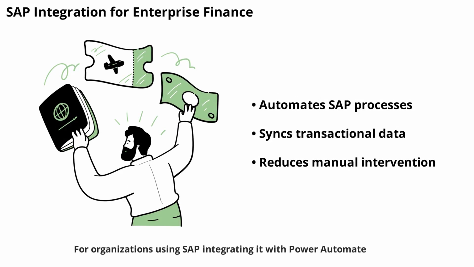For organizations using SAP, integrating it with Power Automate can automate complex financial processes. This includes syncing transactional data, automating purchase order approvals, and updating records across systems. By bridging SAP and Power Automate, finance teams can reduce manual intervention and ensure data consistency, even in large-scale enterprise environments.